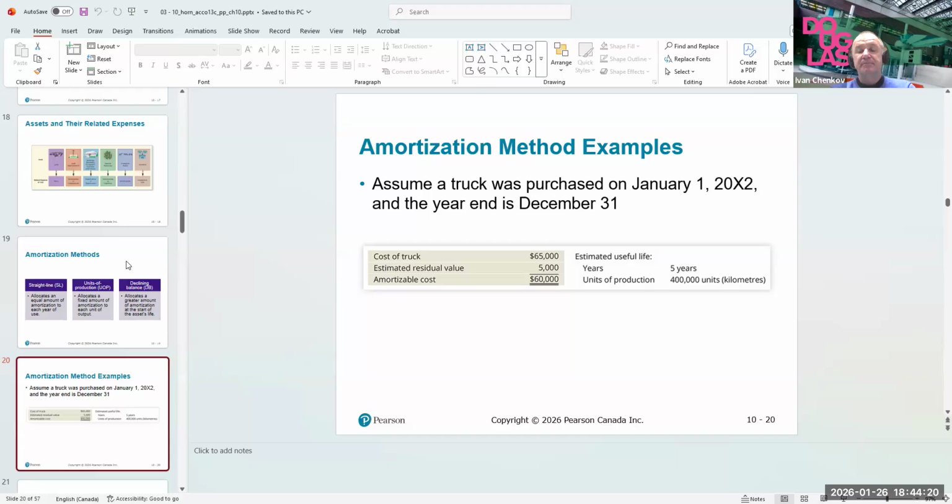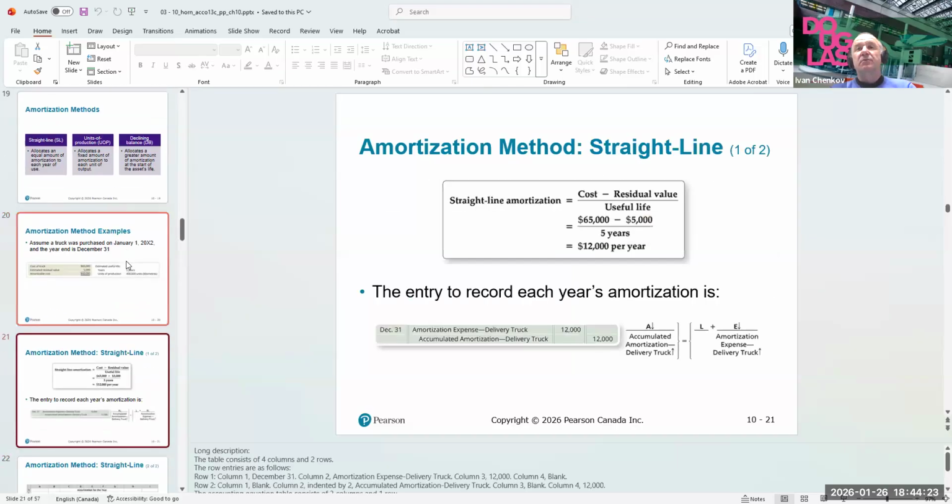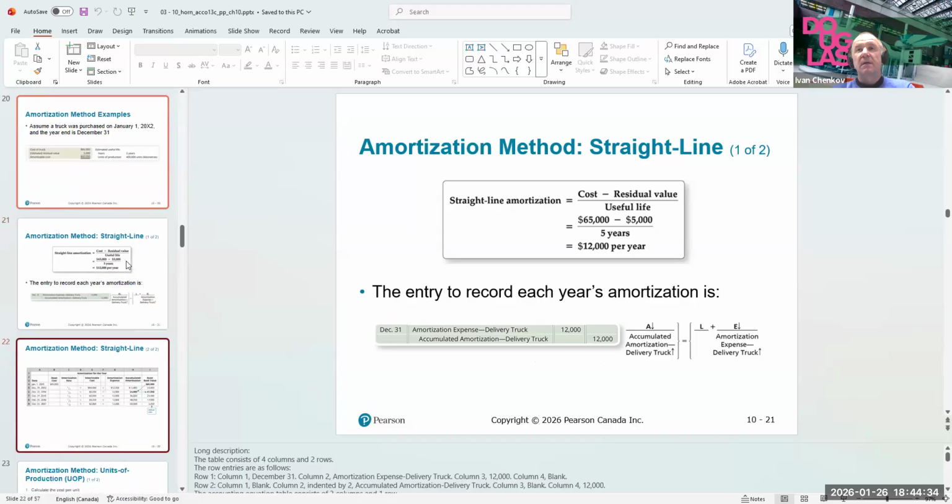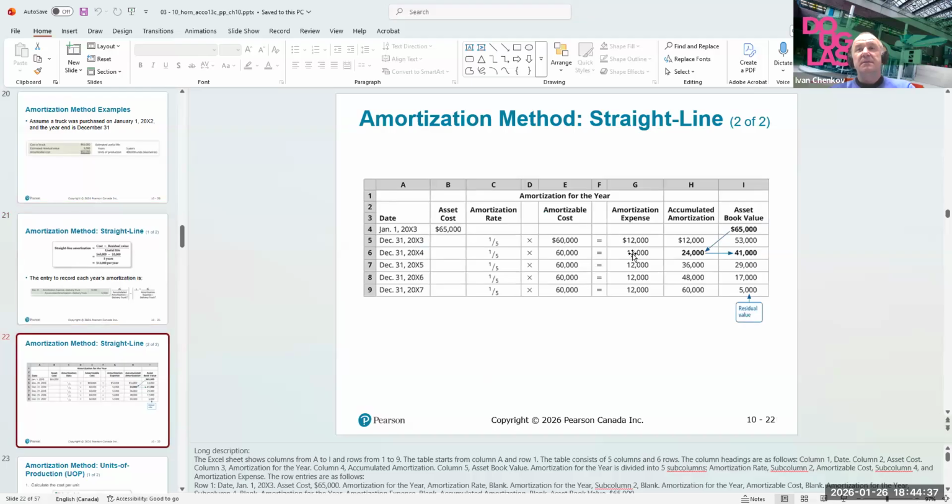For the straight line method, whatever the amortizable cost, we're going to divide it by the number of years that we're planning to use the asset, and that's going to give us an equal amount for each of the years that we're using the asset over the useful life. Again, amortization expense is not going to change. It's going to stay the same. Accumulated amortization is going to start increasing every period with the same amount, until you reach the amortizable amount. The asset book value is going to start declining until we reach the residual value, or the amount of cash that we can get at the end of the useful life of the asset.